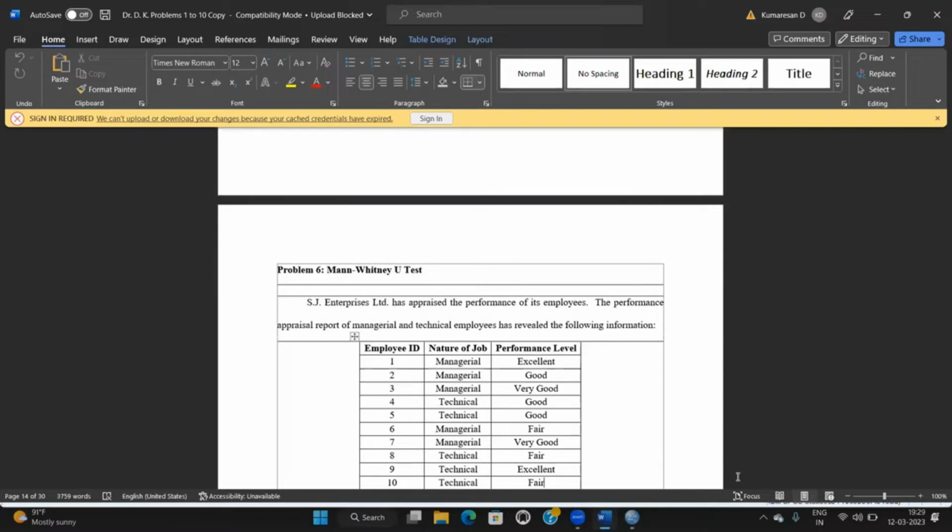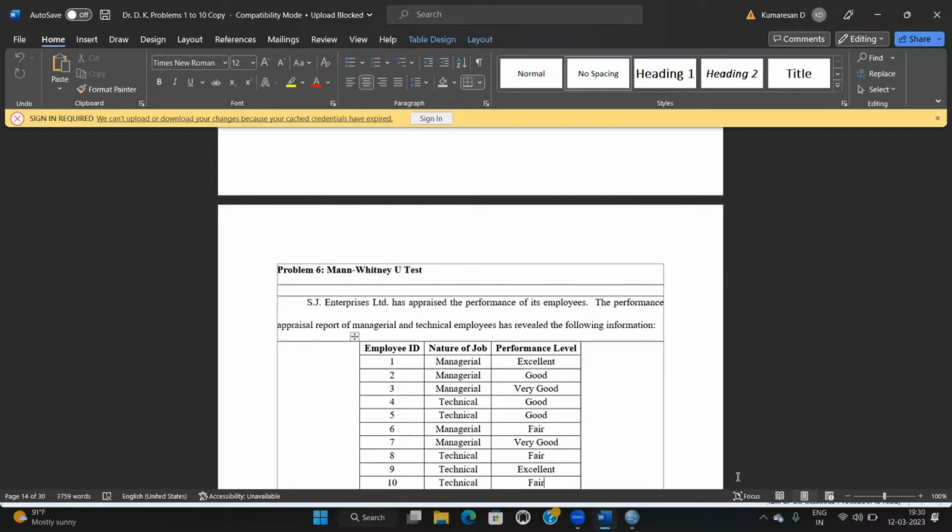The Mann-Whitney U test is considered the non-parametric equivalent to the independent samples t-test. So both are similar in one aspect and different in another aspect. And the general conditions as usual: parametric tests can be applied only when the data are normally distributed. But here, whether the data are normally distributed or not, you can apply non-parametric tests.